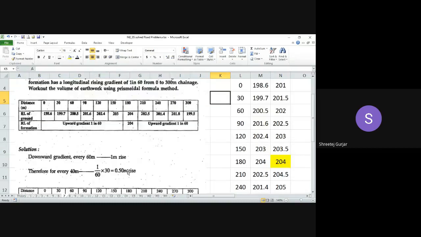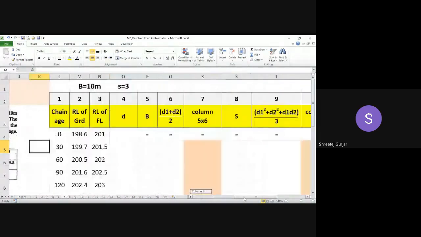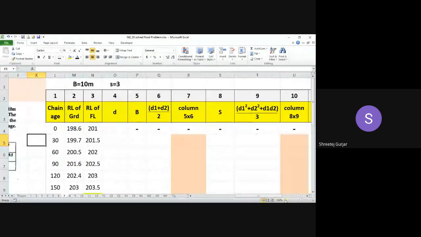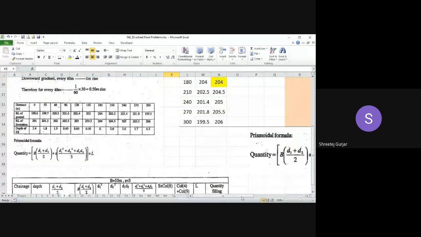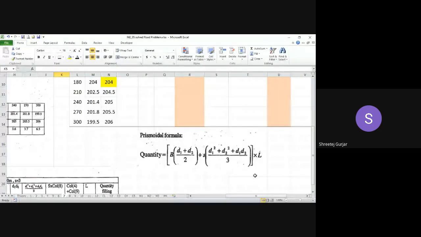Now we will solve this using our usual method, and only the formula will change. The prismoidal formula, which I have written down over here, is: B into (D1 plus D2) by 2, plus S into (D1 squared plus D2 squared plus D1 D2) by 3, the whole thing into your length. D1, D2 and all these things, we will first make a tabular column and then calculate.